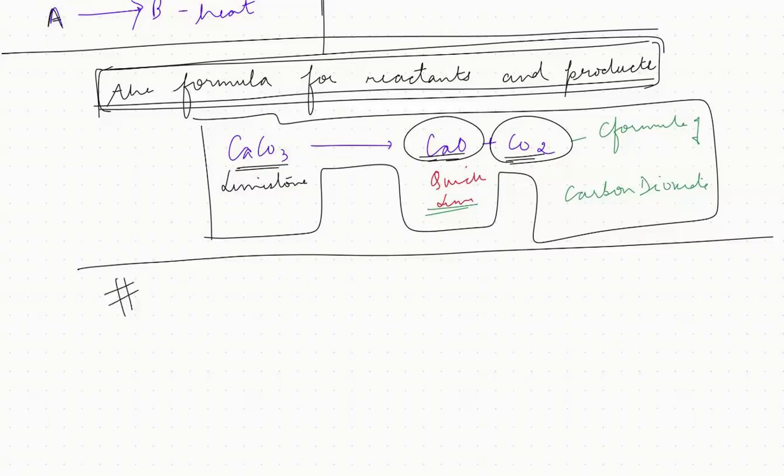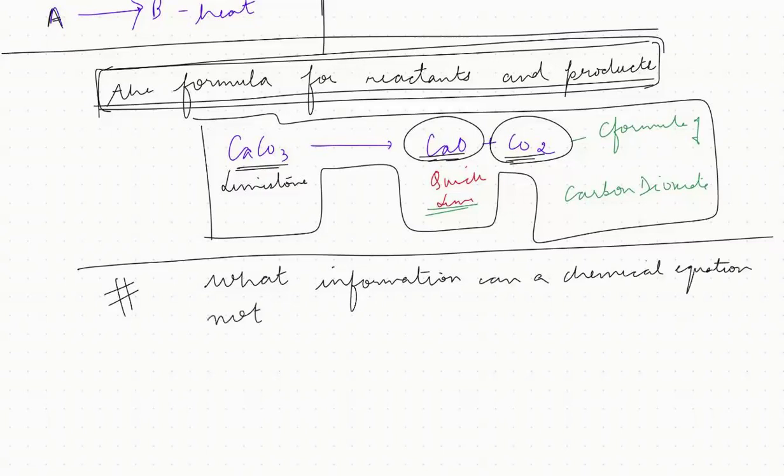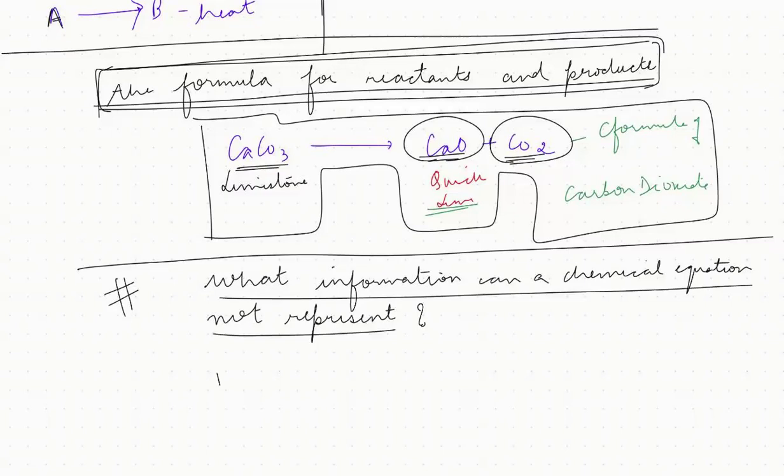Now, there is a point: what information can a chemical equation not represent? So now all of this a chemical equation can represent. What information can a chemical equation not represent? Now, one is the speed of the reaction.